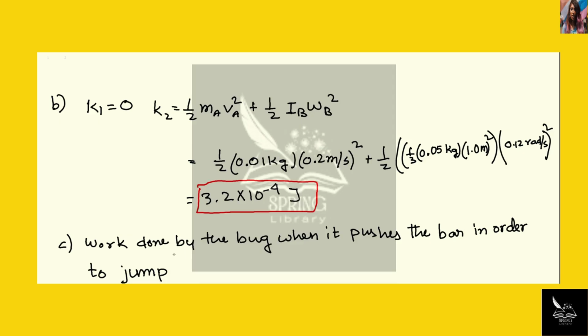And in part C, the source of energy is basically when the bug jumps, it pushes the bar, and because it pushes the bar, there is some work done by the bug on the system, and that work done is converted to the kinetic energy.